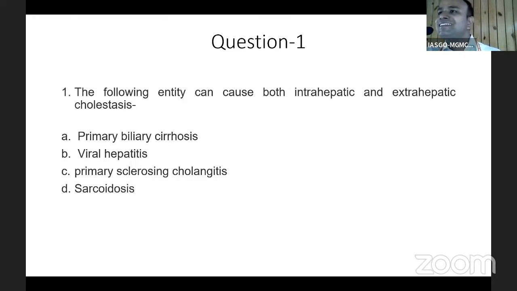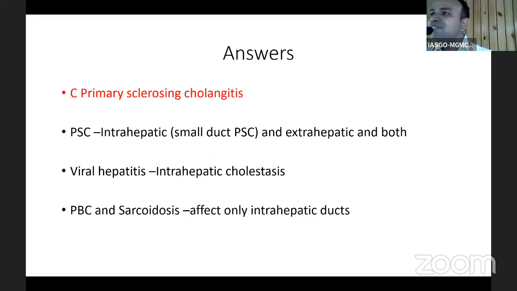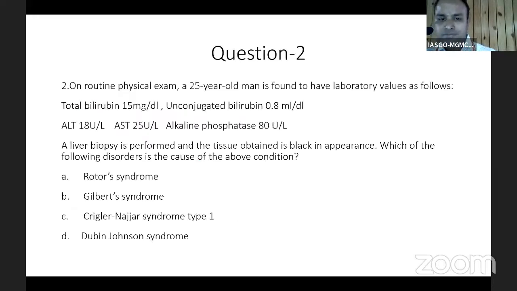So who answered this? Okay. I request Dr. Vinay Mehra to consider it. The answer is definitely primary sclerosing cholangitis, because PSC causes both intrahepatic and extrahepatic stasis because of small duct involvement in PSC. Viral hepatitis causes intrahepatic cholestasis, and sarcoidosis affects only intrahepatic ducts.